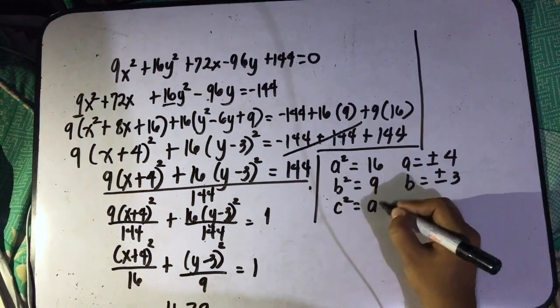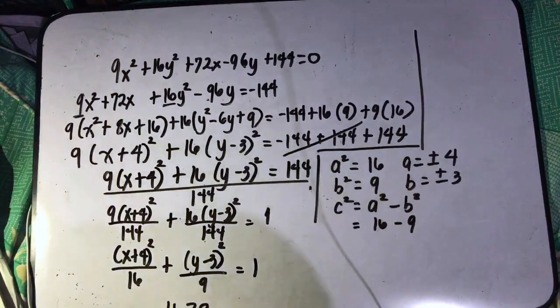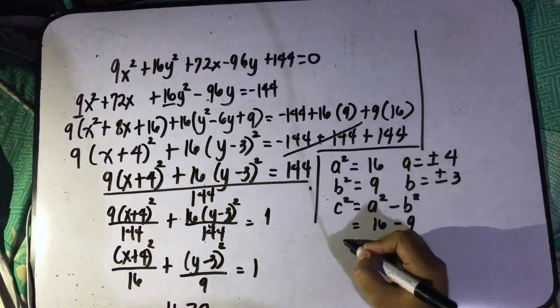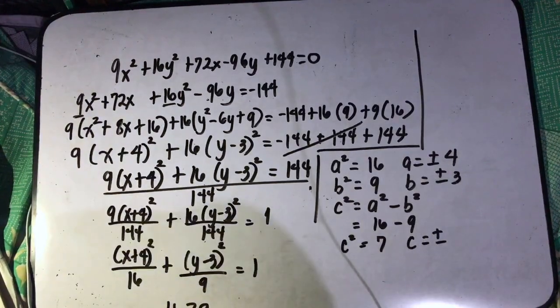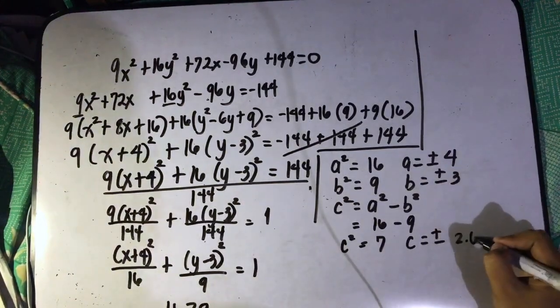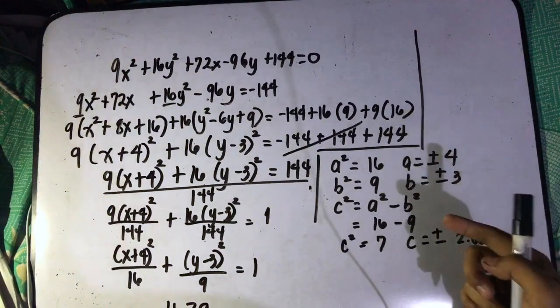What is c squared? Using the formula a squared minus b squared, c squared is equal to 16 minus 9. And what is 16 minus 9? 16 minus 9 now would be 7. Therefore c now is plus minus square root of 7 and that is 2.65. So, yun yung mga kailangan natin, a squared, b squared, and c squared.